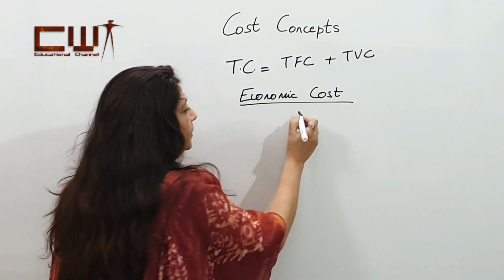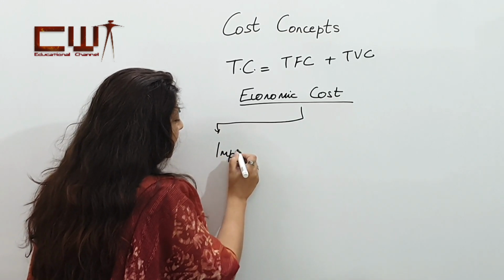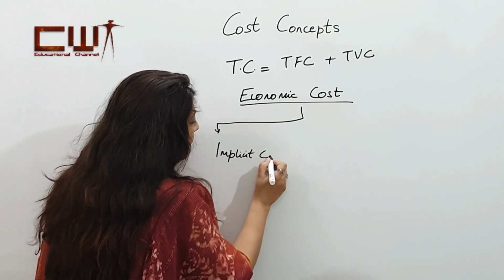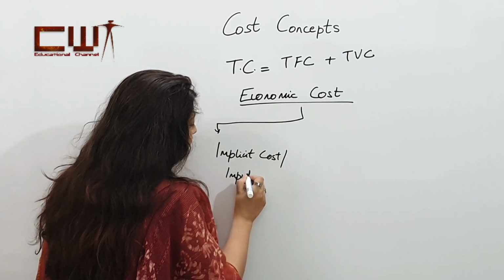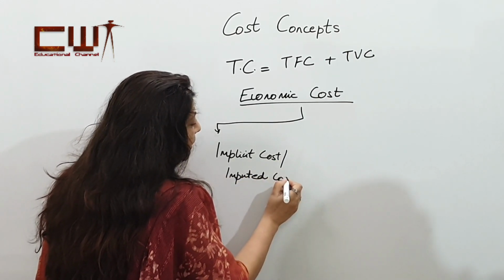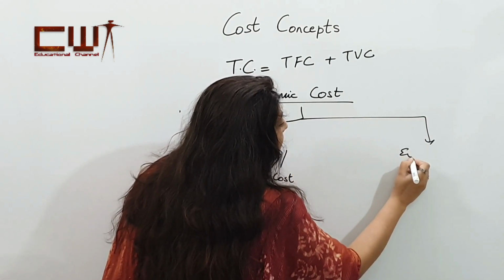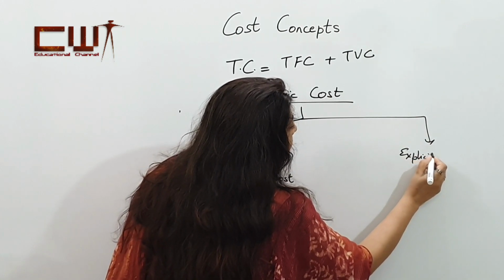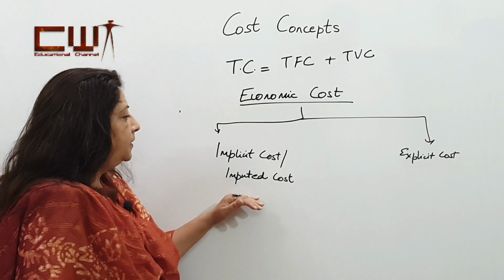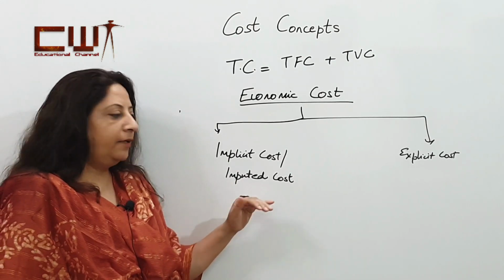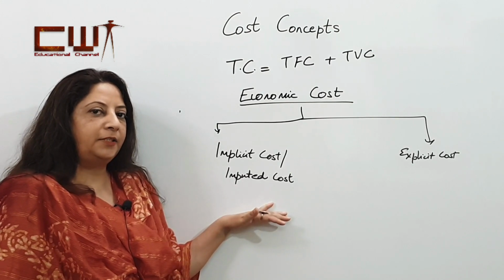Now, economic cost constitutes two parts. One is the implicit cost, or what we also term imputed cost, and the second category is our explicit cost. As the name suggests, implicit cost comes from the word implied. So, it is an implied cost of production.